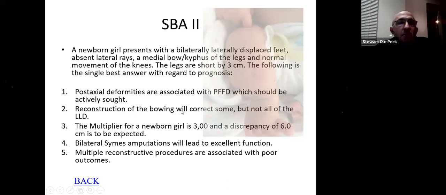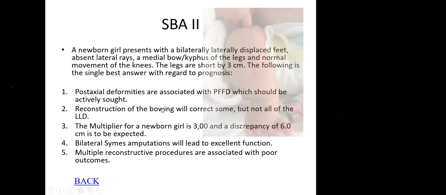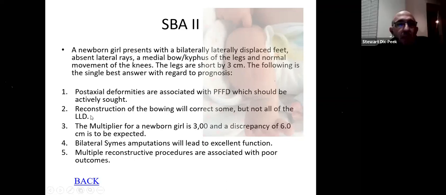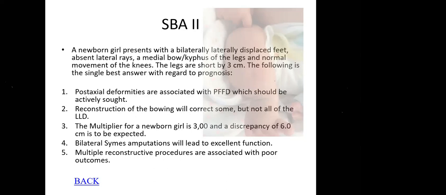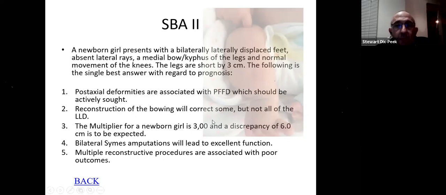Yes, no, Niku? Yes. Reconstruction of the bone will correct some, but not all of the leg length discrepancies. Yes, no? Yeah. You agree? Yes. If you correct the bowing, you're going to get length back. Multiplier for a newborn girl is 3. I looked it up. It's 297 or something. And you're going to get a discrepancy of 6 centimeters. So that looks about right.